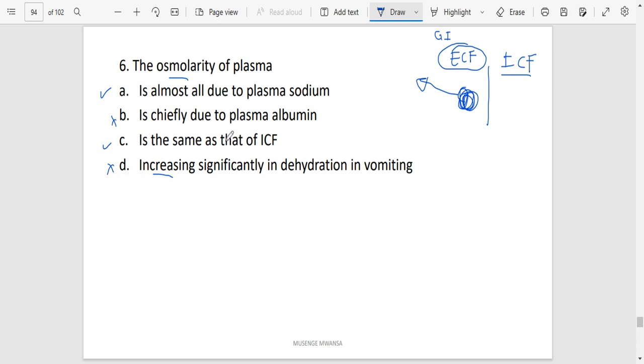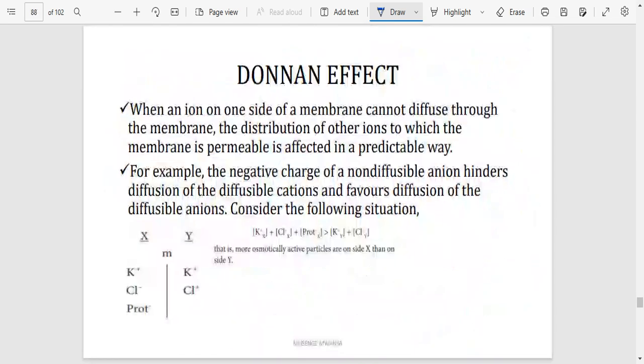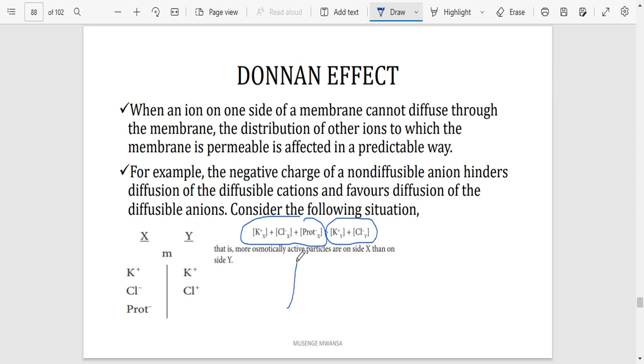Now, though we want to make sure that the concentration inside the cells is the same as that outside the cell, there's going to be a few differences. Just like remember when we talked about the Donnan effect. When you combine these concentrations, the concentration inside the cell is going to be greater than the concentration outside the cell. So even though we want to make sure that the concentration inside and outside the cell is the same, there's going to be a slight difference.